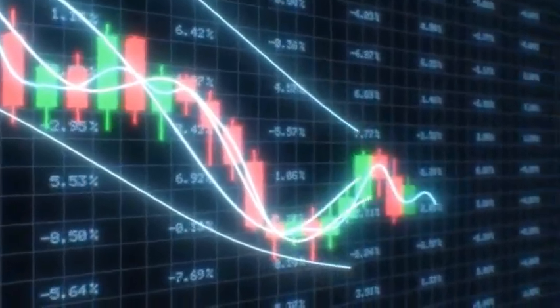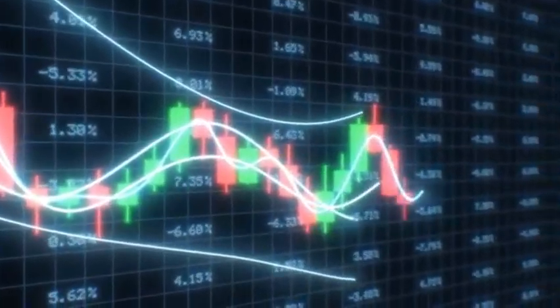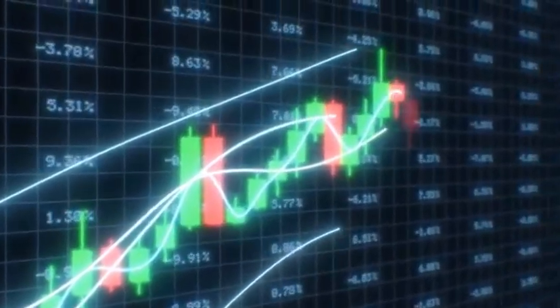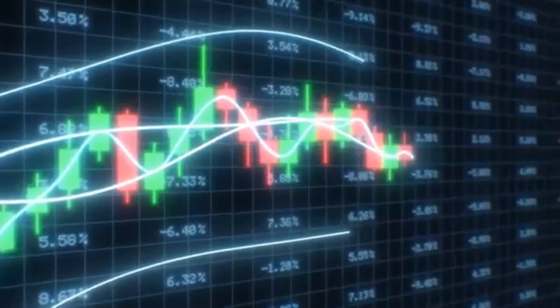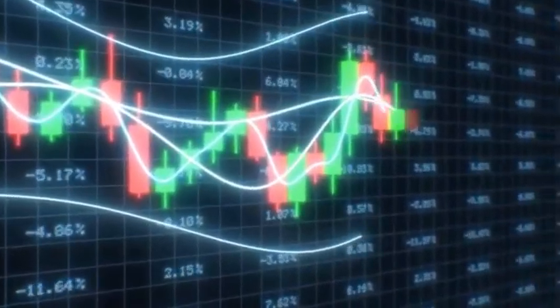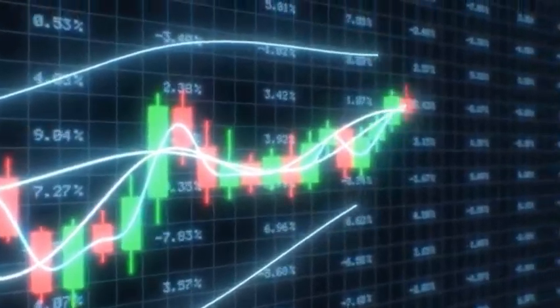Trend lines. Next, we move on to trend lines, which are one of the simplest yet most powerful tools in technical analysis. A trend line is just a line that connects key points on a chart, showing the direction of the trend. It's like a visual representation of the market's momentum.